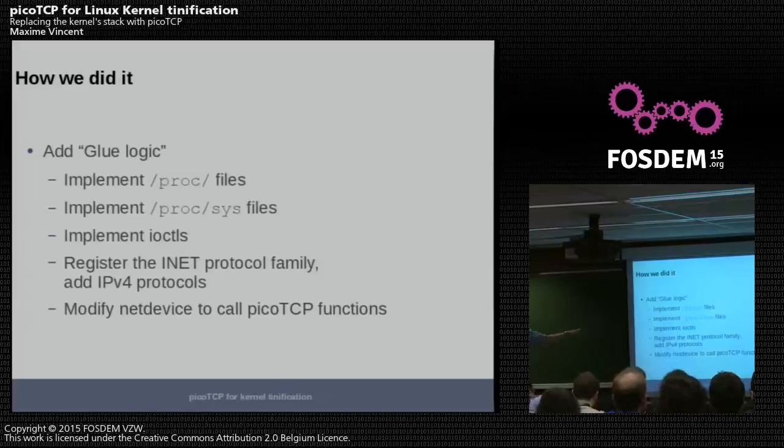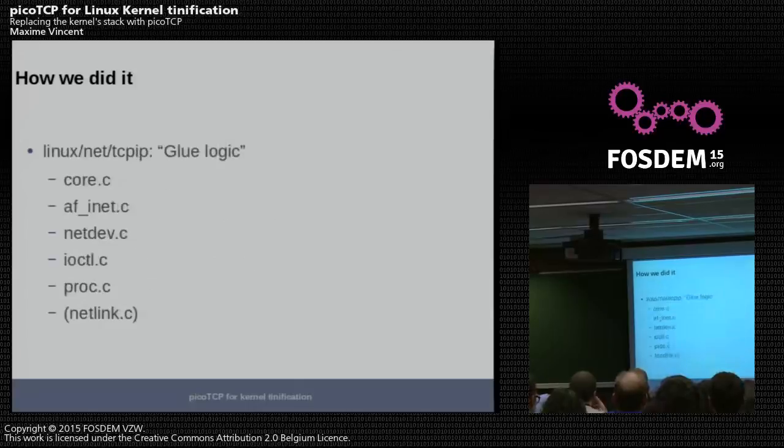Then we need to register the inet protocol family, and especially these IPv4 protocols again, because we just removed them by commenting out inet. And then another step that we need to take is to modify net device, which is this layer that allows you to communicate, receive and transmit packets to any network device that the kernel supports. And we have to reroute these packets to and from the PicoTCP stack as well. So we did all of this in basically 5 files. The 6th is still a stub for now. And I'm not going to show you actual code, but I'm going to go through these 5 files and explain you what part of this glue logic it implemented.